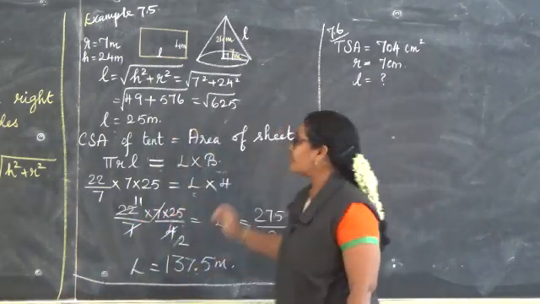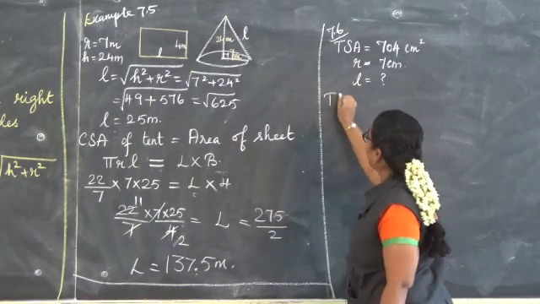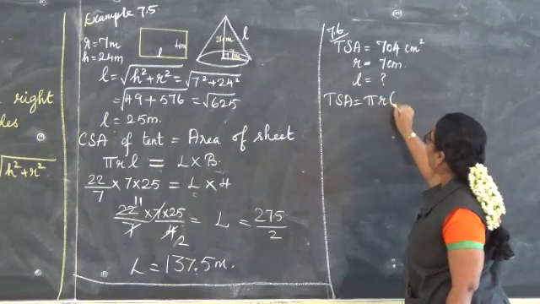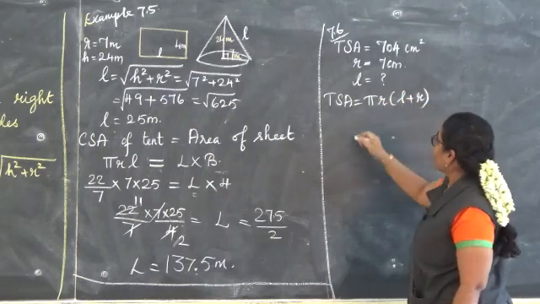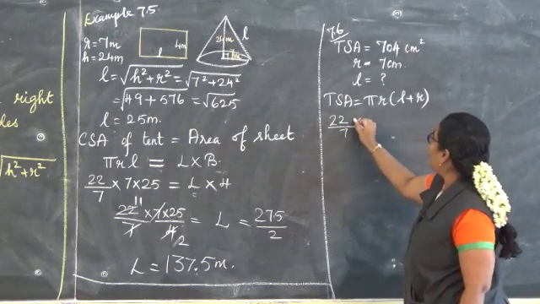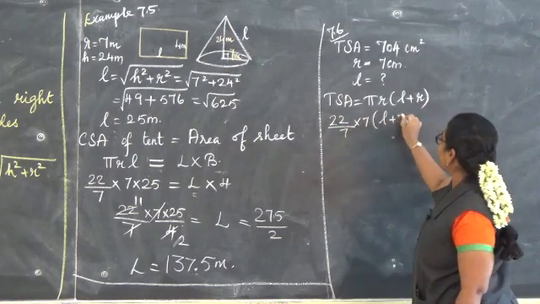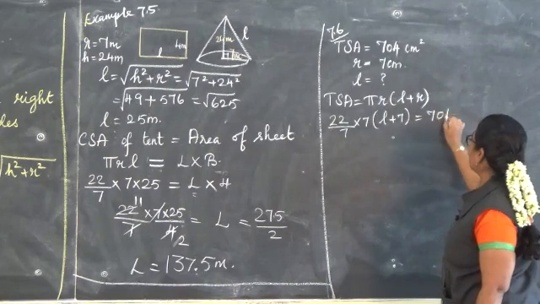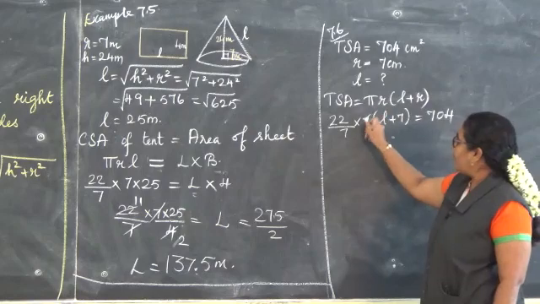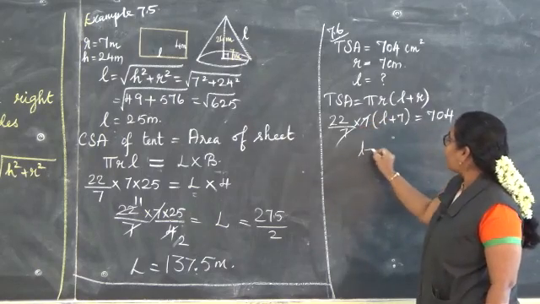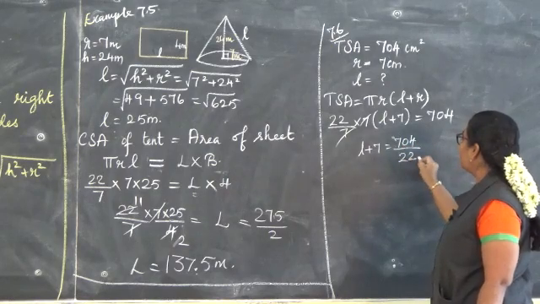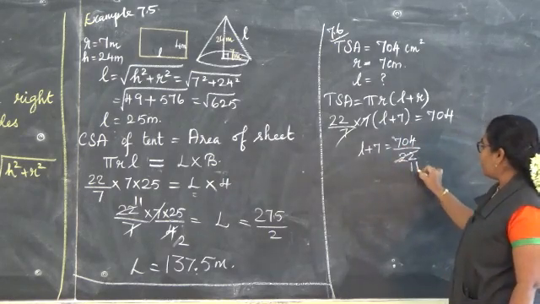We know the total surface area formula. Whenever they have given it like that, you apply your formula, which is pi r into L plus r. So we know the pi value, 22 by 7, and r is 7. So pi into 7 into L plus 7 is equal to 704. So directly we can find the value for L here. Now 7 gets cancelled. So L plus 7 is equal to 704 by 22. Divide by 2 table. So it will become 352 by 11.